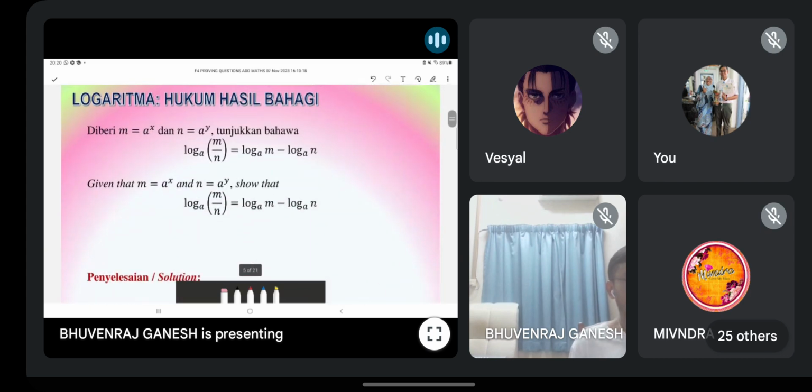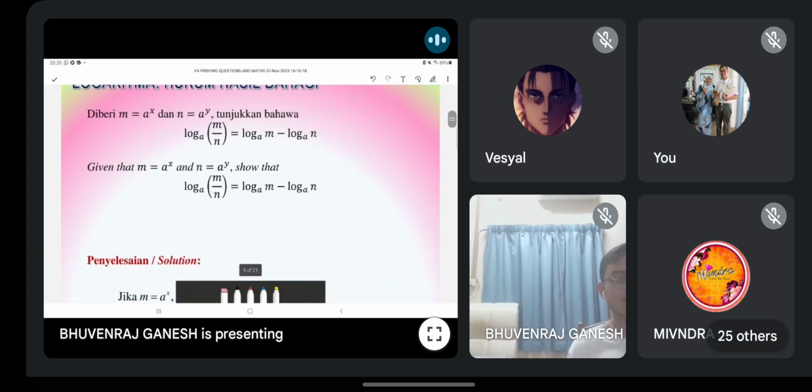Okay guys, so next one you all must know is about division. So yeah, as Bowen said, these formulas are quite important, but this is still the easy part lah. So make sure you fully understand this thing. Okay, so the next one would be log a (m over n) equals log a m minus log a n, which is just the division and subtraction of logarithm lah.